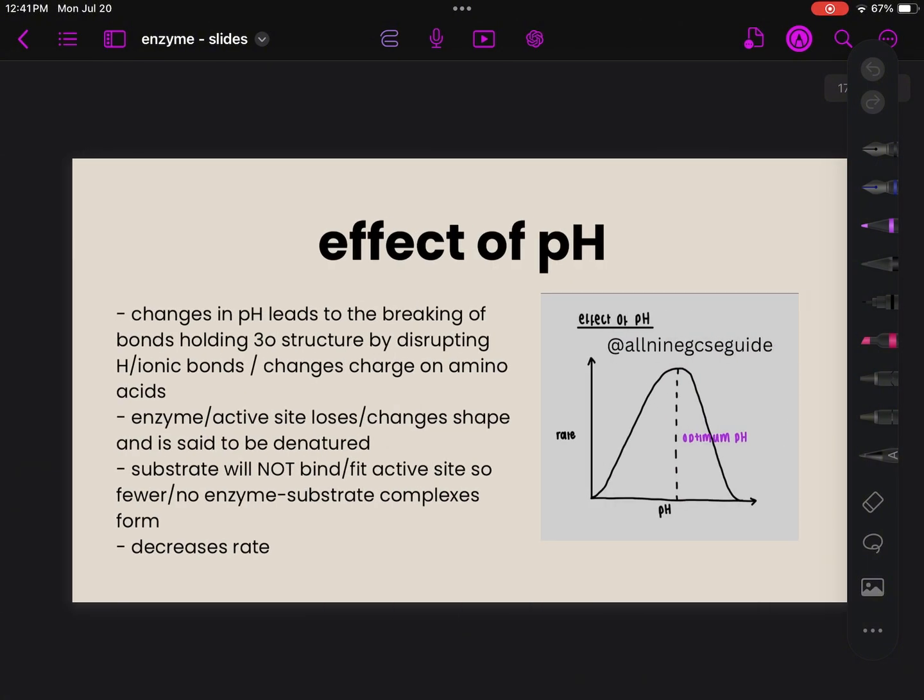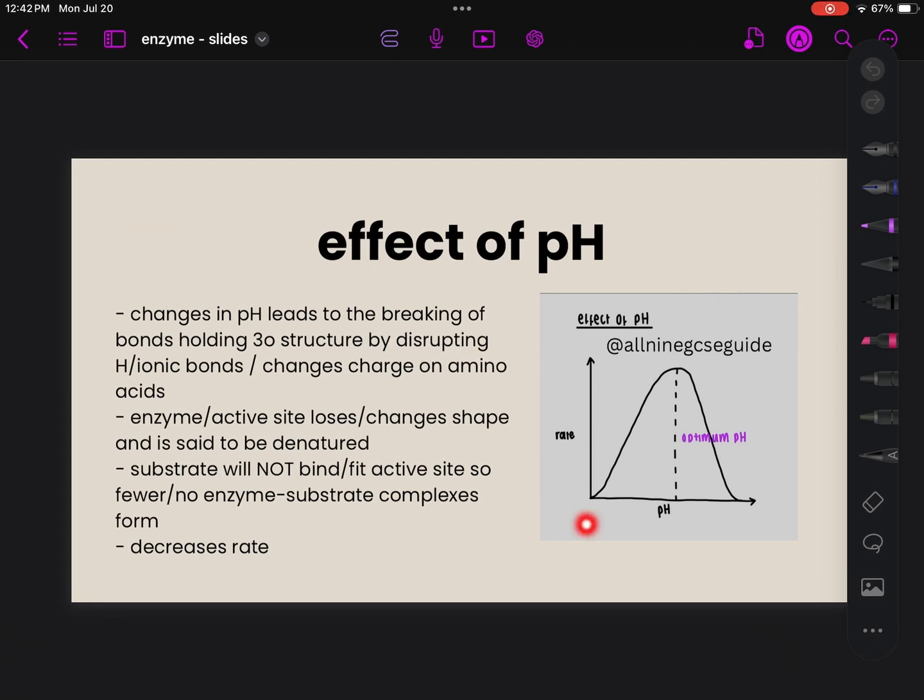Let's move on. So now the effect of pH on enzyme-controlled reactions. Changes in pH can lead to the breaking of bonds holding the tertiary structure by disrupting the hydrogen and ionic bonds or changing the charge on amino acids. The enzyme / active site loses / changes shape and is said to be denatured. The substrate will not bind / fit to the active site, so there'll be fewer / no enzyme substrate complexes formed. In turn, this decreases the rate of enzyme-controlled reactions. Once again, a really cute diagram.